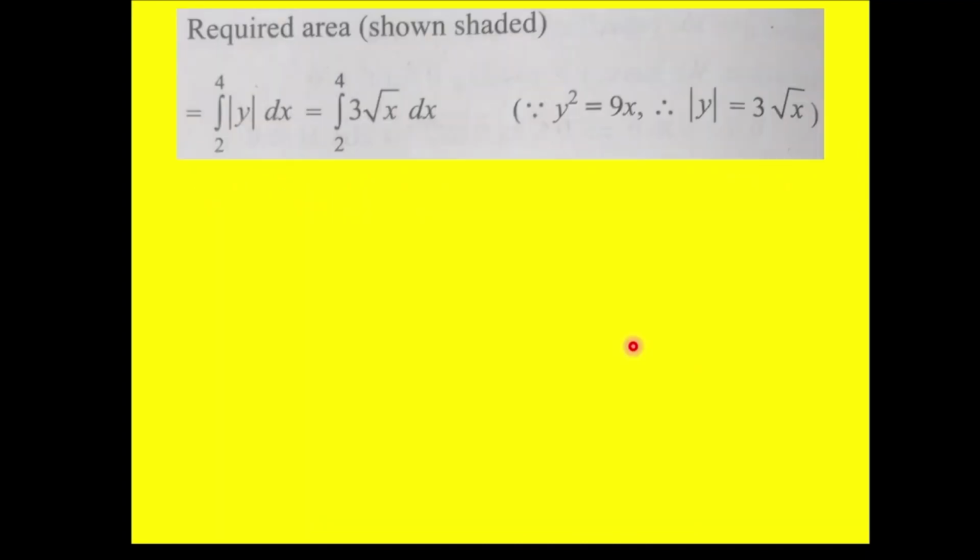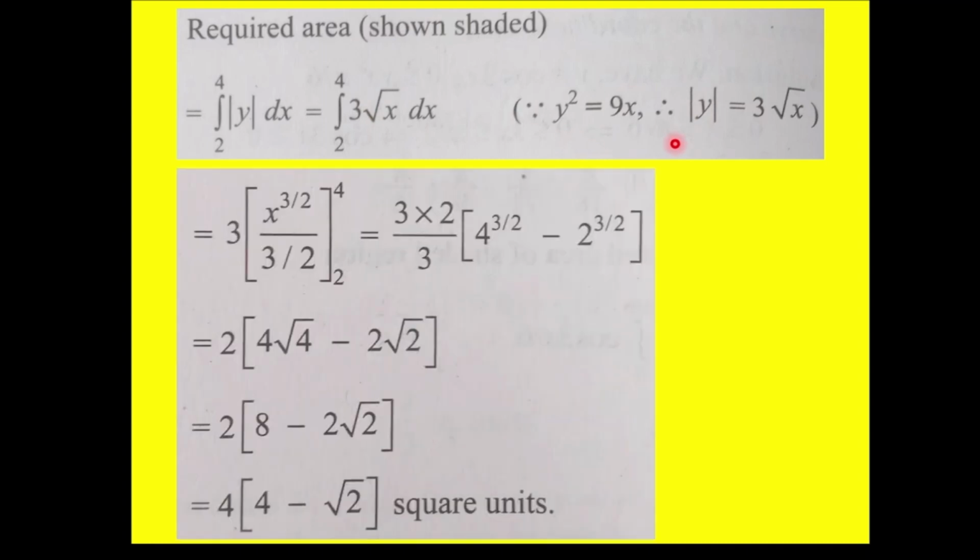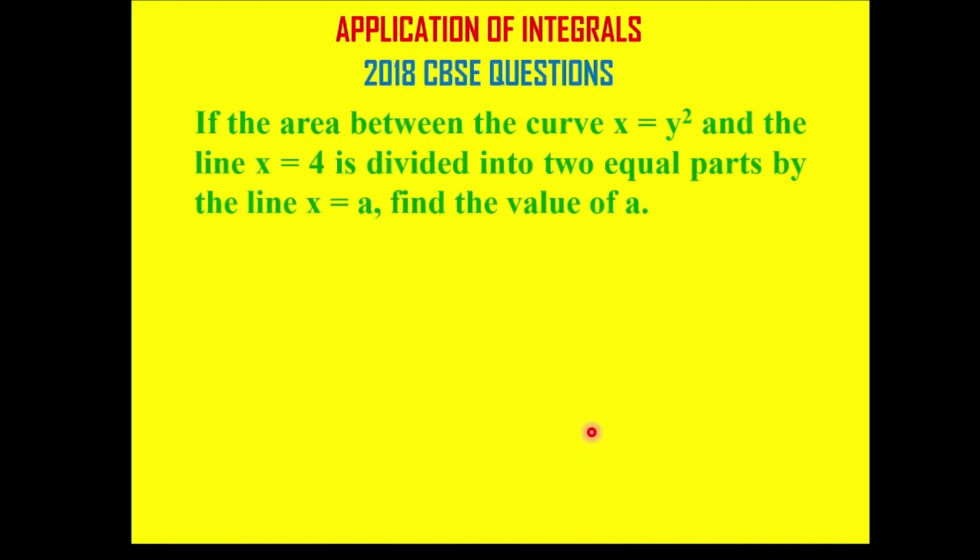So we have to use the formula integral from 2 to 4 of modulus of y, which is 3 root x. Why have we taken mod? Because it is in the positive quadrant, since y square equal to 9x. The rest is application of integration. X to the power half is there, so x to the power 3 by 2 divided by 3 by 2, from 2 to 4. This constant 3 has come out, and ultimately after calculation we get the answer 4 into 4 minus root 2 square units.